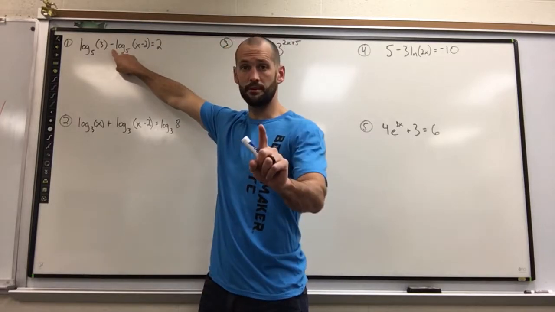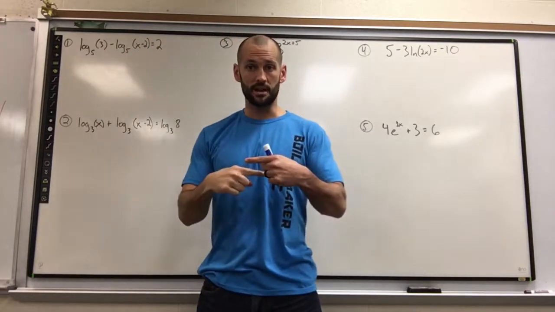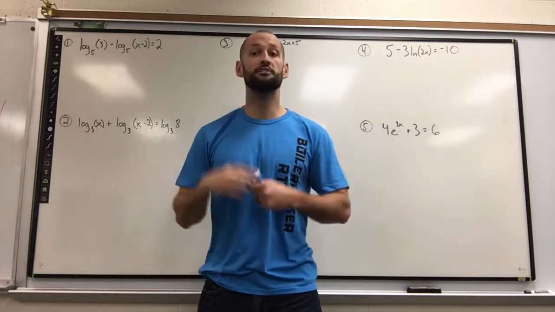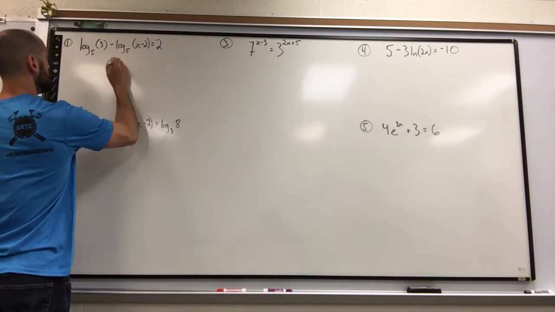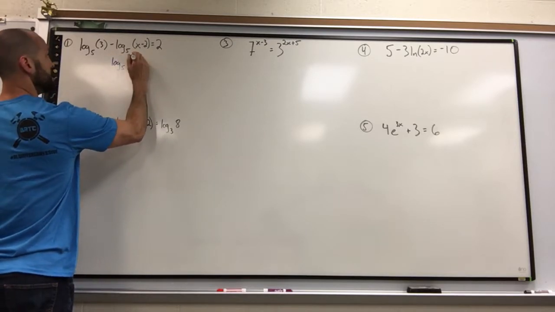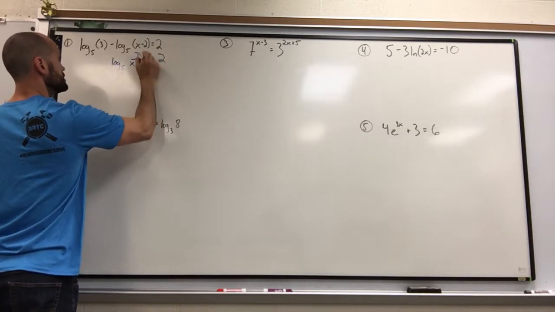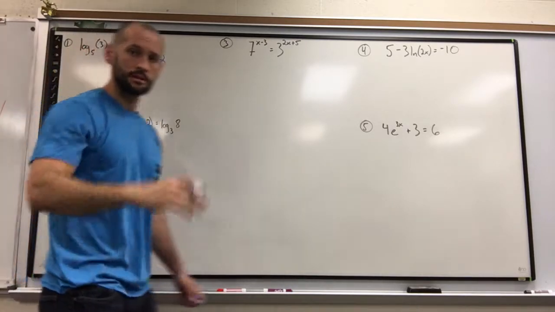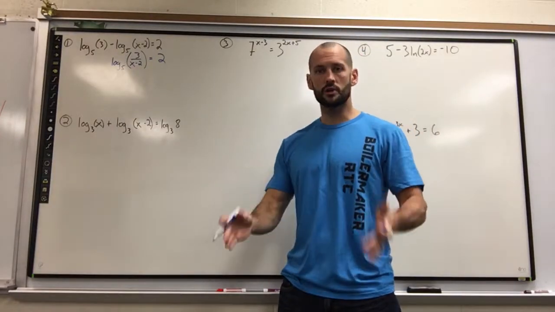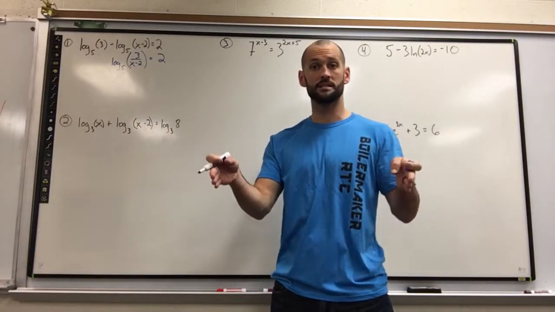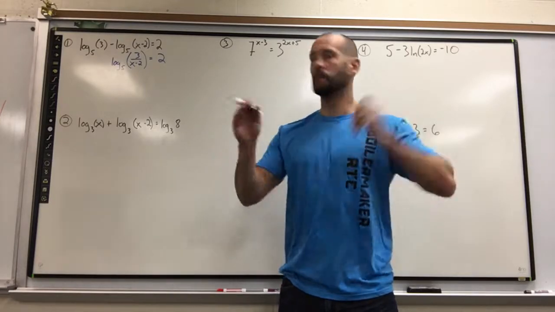If, this is the first property you need, if you are subtracting logarithms, you put those together through division. So the first step would be log base 5 of 3 over x minus 2 equals 2. Some of you get here and you're like, okay, now I drop the log. No, you can only drop the log if it's 1 on 1. Say it with me now. 1 on 1. Okay, good.